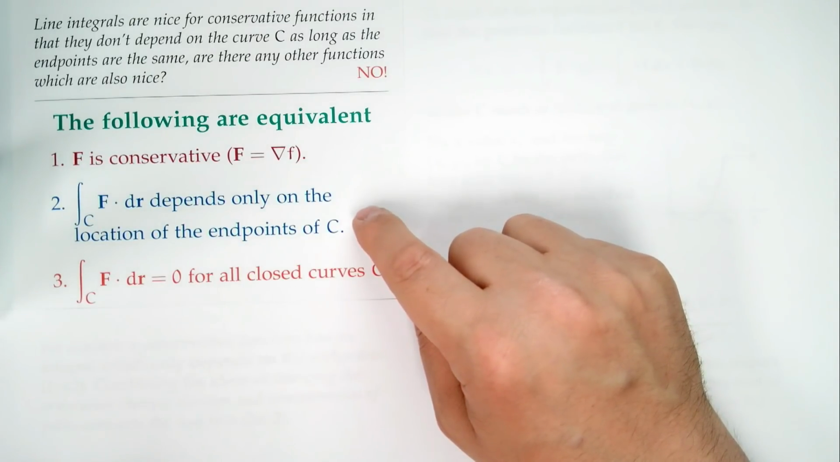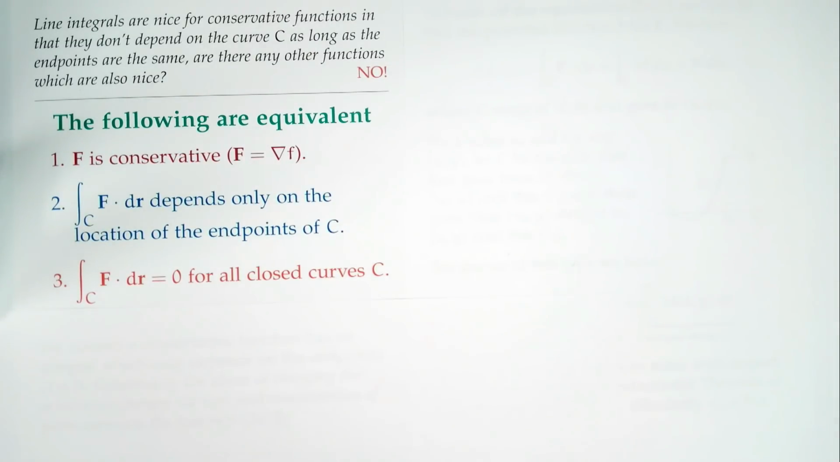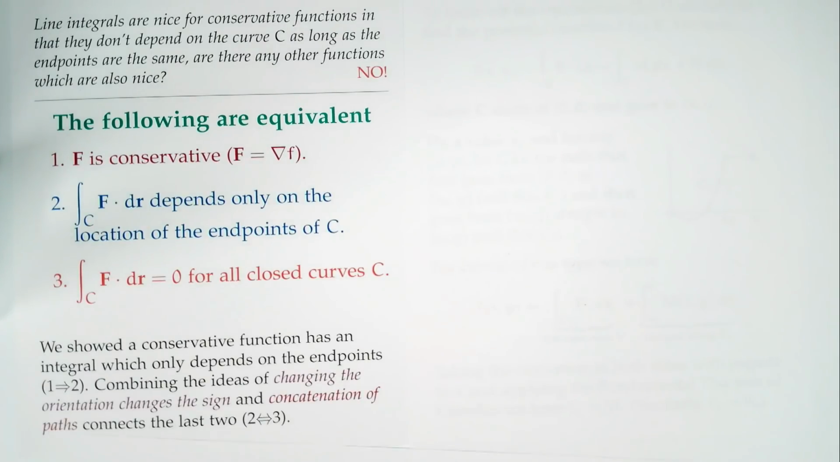If I always get the same answer regardless of which path I choose, that's nice. And the third option, or the third thing which is equivalent, is that the integral is always going to be 0 if I ever have a curve that loops back to where I start. So in other words, if I'm closed, start equals stop, the integral will always be 0. So those are equivalent. Now, what can we say?